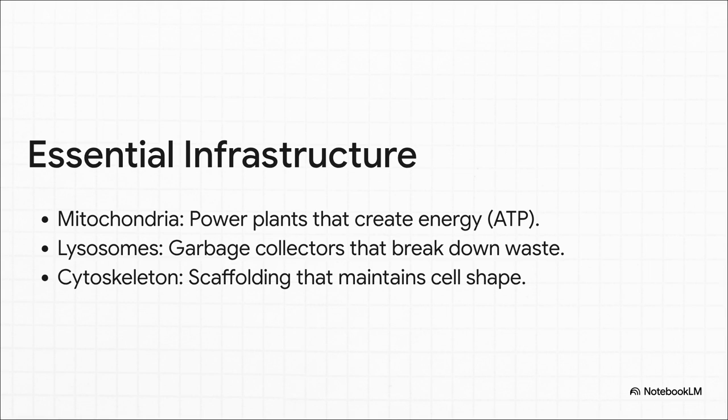Of course, a city needs more than just factories. It needs essential infrastructure, right? Well, cells have that too. They have mitochondria, which are the power plants, generating all the energy the cell needs to function. They have lysosomes, which are the sanitation department, the garbage collectors and recycling centers that break down waste. And then there's the cytoskeleton. This is like the city's internal steel frame, a whole network of fibers that gives the cell its shape and support.